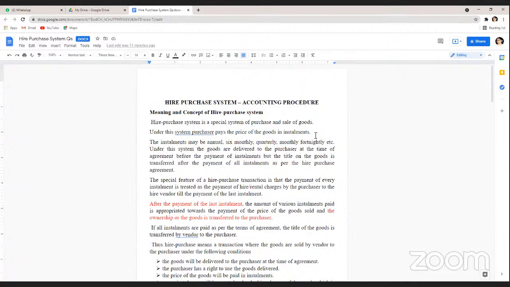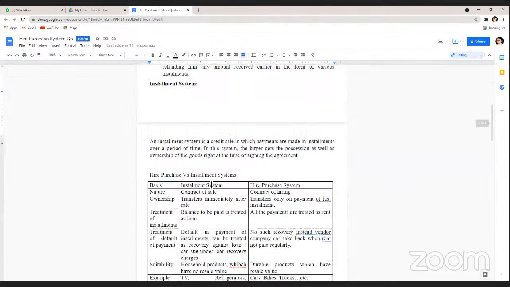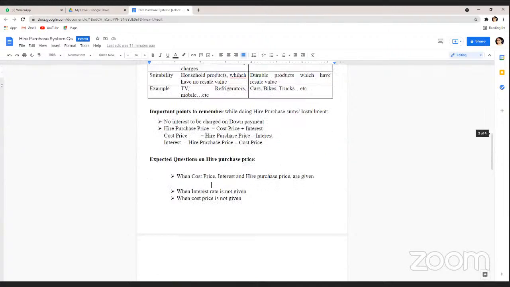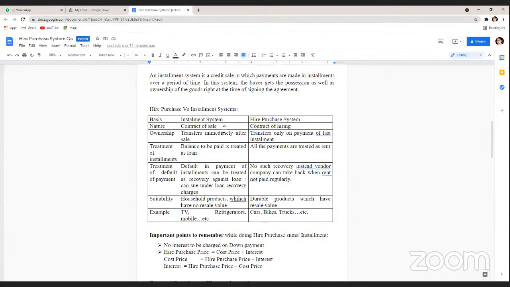Please concentrate, children. Installment is a contract of sale. Hire purchase is a contract of hiring. In installment, ownership transfers immediately on sale of the asset, and in the hire purchase system, ownership transfers only on payment of the last installment.